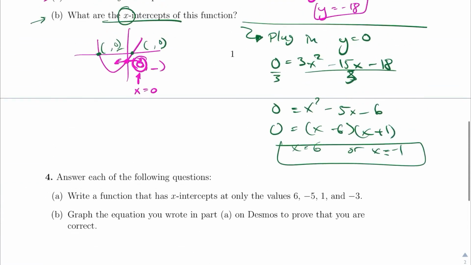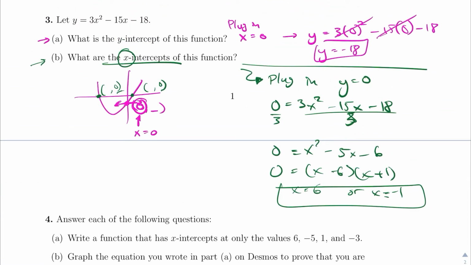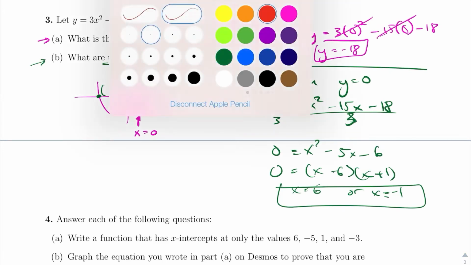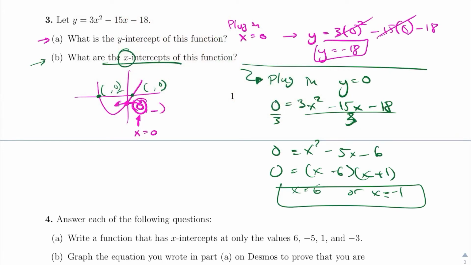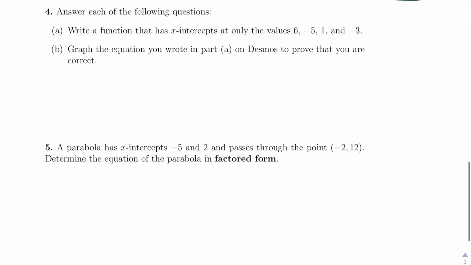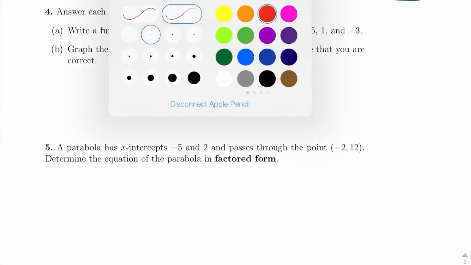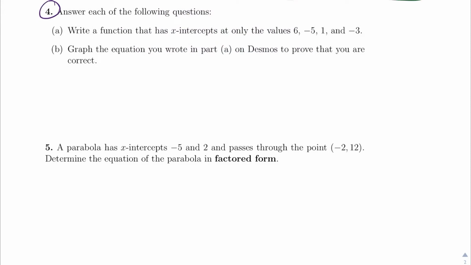Wow, okay. So there's a connection here between the x-intercepts and the factors. If you factor it, you can see that your x-intercepts come from the factors. We saw this in class today. So let's see if we can apply that here. Write a function that has x-intercepts at only these values.